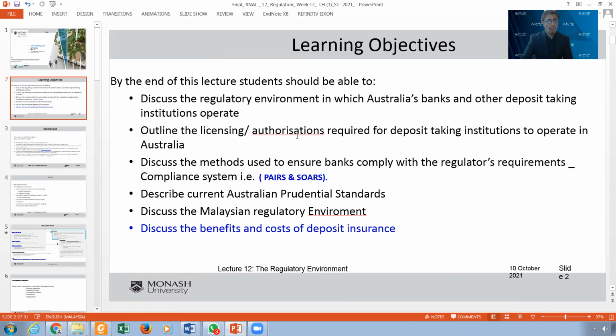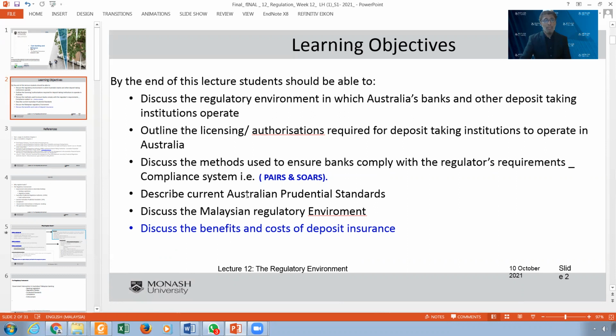Now, we will outline the licensing. We will discuss the method used to ensure banks comply with the regulator's requirements, what we call the compliance system. In Australia, they have a system called BEAR and SWORD. One is the identification system, and the other one is the response system, and I will explain it later on. Then we will move to the standards, which you call APS.